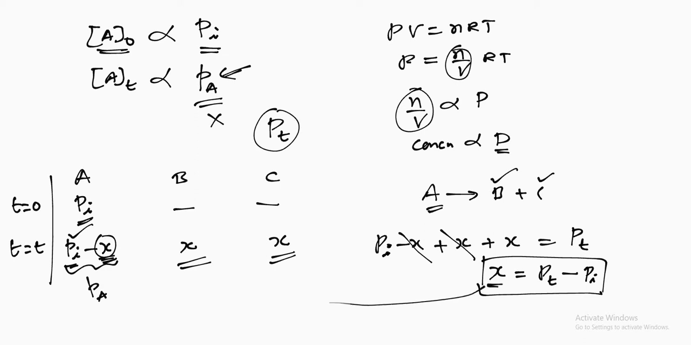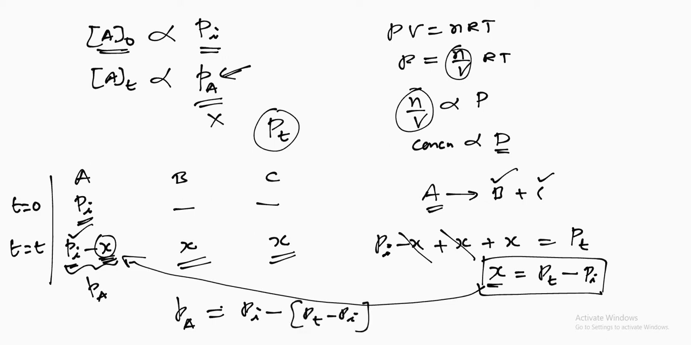Now we got the value of X. Substitute this value here and you will get PA, the partial pressure of A. Partial pressure of A is equal to Pi minus X. In the place of X, I will put this. X is nothing but Pt minus Pi. Now if I simplify this, I get Pi, multiplied by the minus sign gives minus Pt, minus of minus becomes plus Pi. Pi plus Pi is 2 Pi, so you get 2 Pi minus Pt. This is the partial pressure of the reactant A at time t.